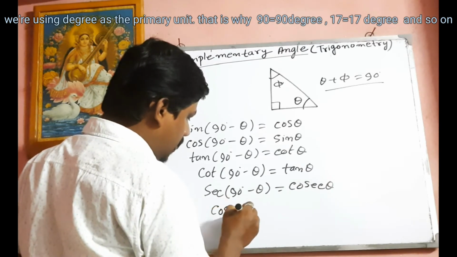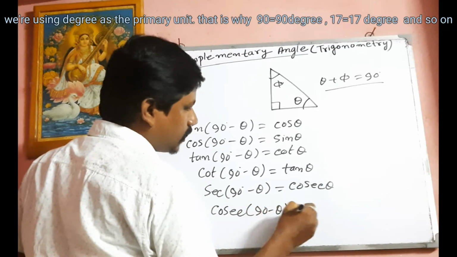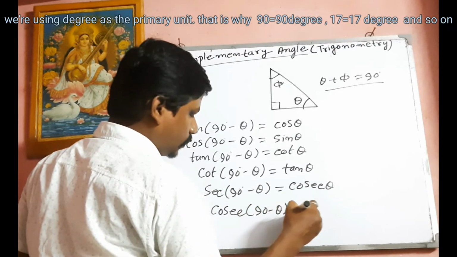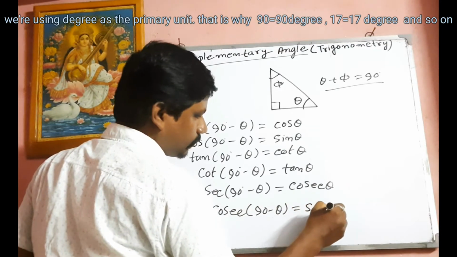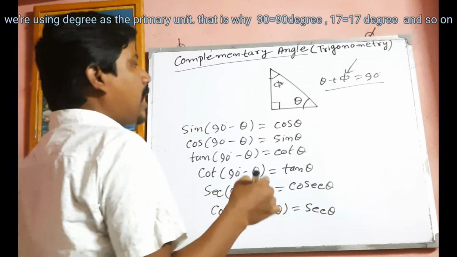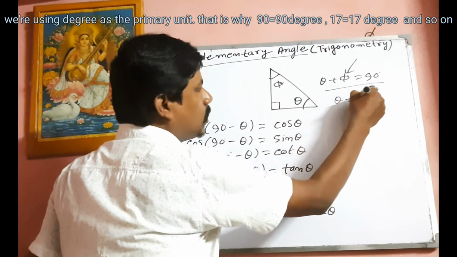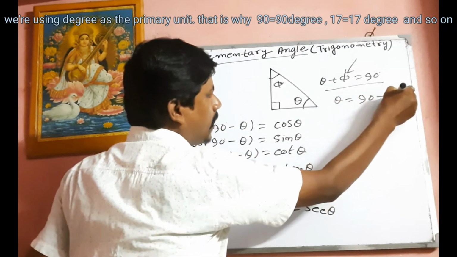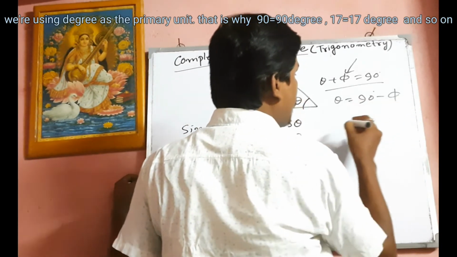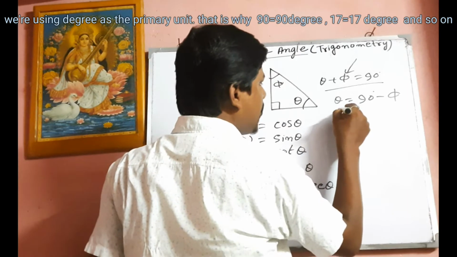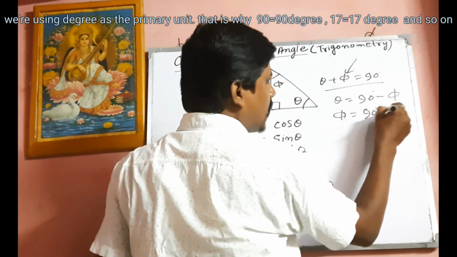Cosec of 90 minus theta is equal to sec theta. According to our choice, we are discussing theta. Theta is equal to 90 degrees minus phi, or phi is equal to 90 degrees minus theta.